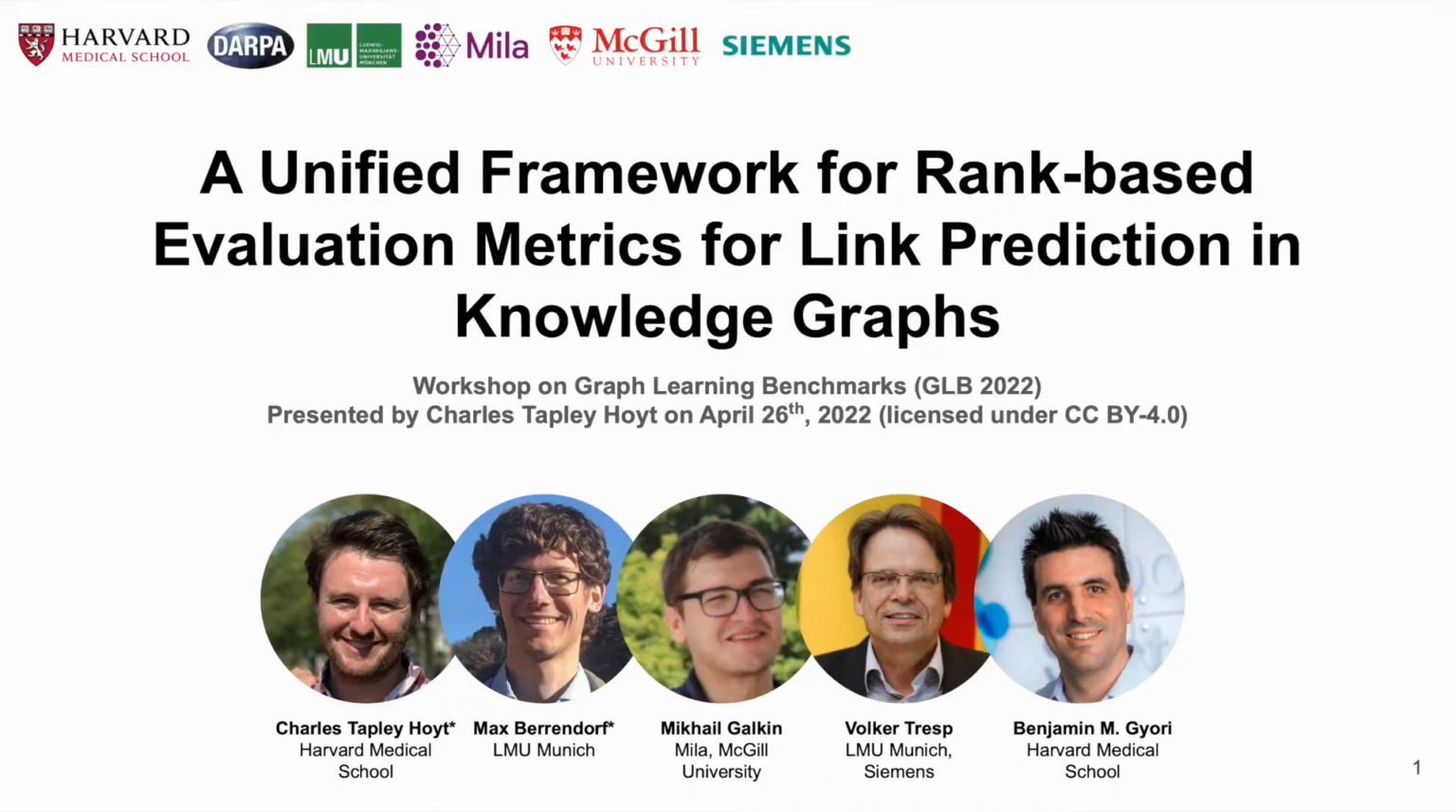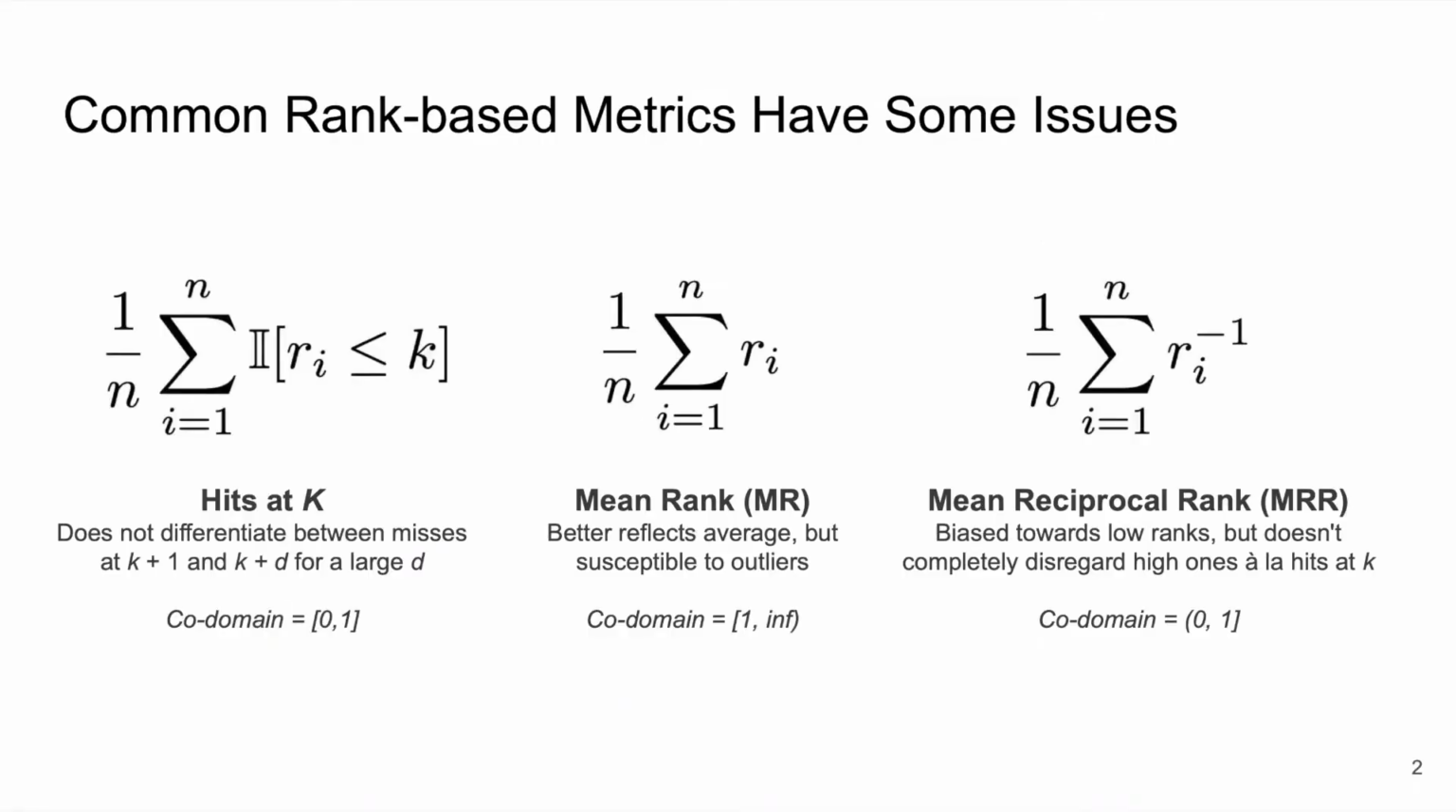contributions as well. So most knowledge graph embedding models, like DistMult and TransE, are trained and evaluated on the link prediction task. And during evaluation, a rank Ri is calculated for each of the n entities in the knowledge graph, typically by comparing known triples to sampled negative triples. The three most common summary statistics of these rankings are the hits at k, mean rank, and mean reciprocal rank.